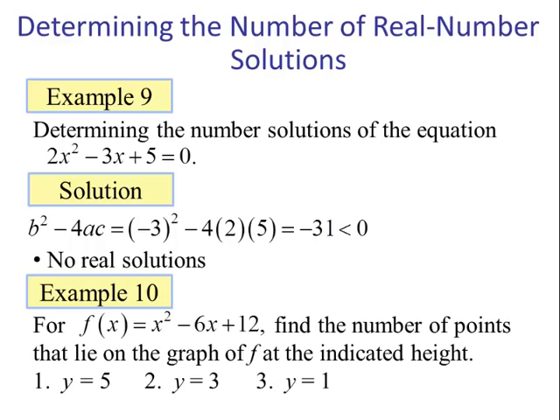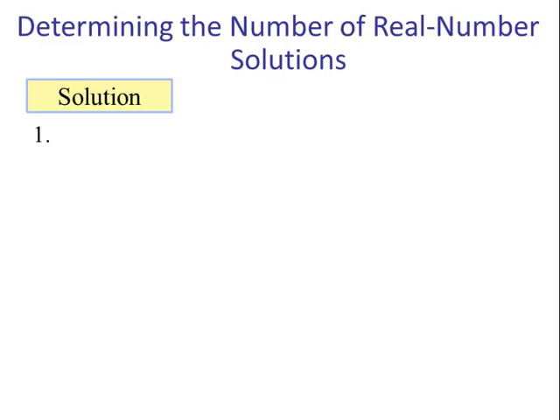Example 10. For f of x equals x squared minus 6x plus 12, find the number of points that lie on the graph of f at the indicated height. Number 1, y equals 5. Number 2, y equals 3. And number 3, y equals 1. We'll begin with number 1.